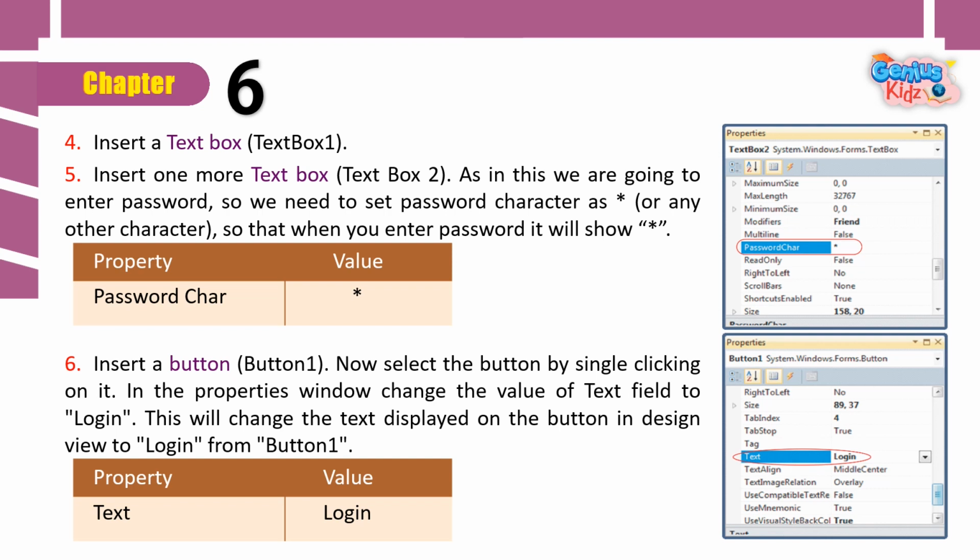6. Insert a button, button 1. Now select the button by single clicking on it. In the properties window, change the value of text field to login. This will change the text displayed on the button in design view to login from button 1. Property, text, value, login.